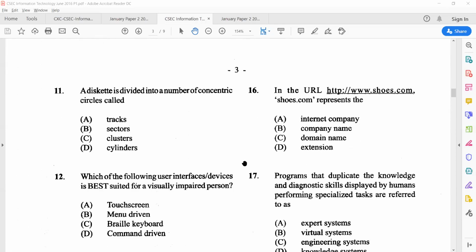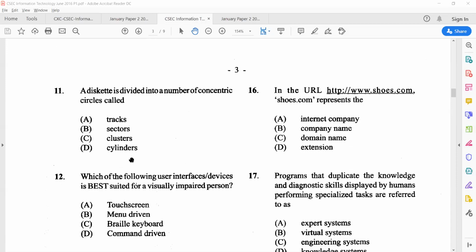All right, let's move to number 11. A diskette is divided into a number of concentric circles called tracks, sectors, clusters, or cylinders. B, sir, sectors. All right, we have one answer coming for sectors. Any other answers? I see some coming in on the chat.